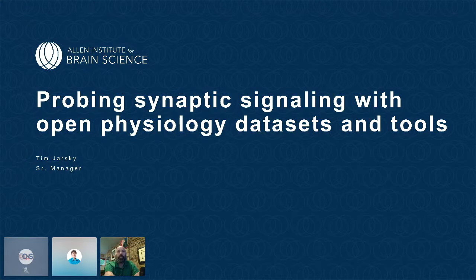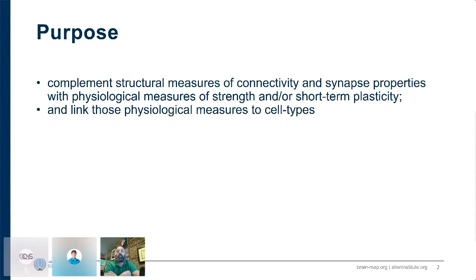So as Saskia said, I'm Tim Jarsky, and I'm part of a team that's dedicated to the physiological characterization of synapses in the cortex. Our work complements the structural measures that you're going to hear about next in Forrest Collman's talk. These measures of connectivity that they make anatomically with and about synapse properties, we complement those with physiological measures of strength and short-term plasticity. And we link those physiological measures to cell types. Another data set that our work nicely complements is the cell type work that you just heard about, where the intrinsic properties are related to cell class, and in that case, even transcriptomic cell type.